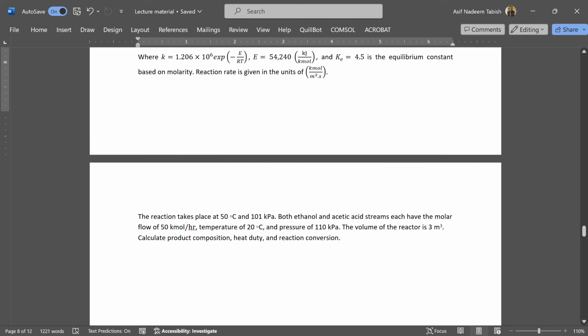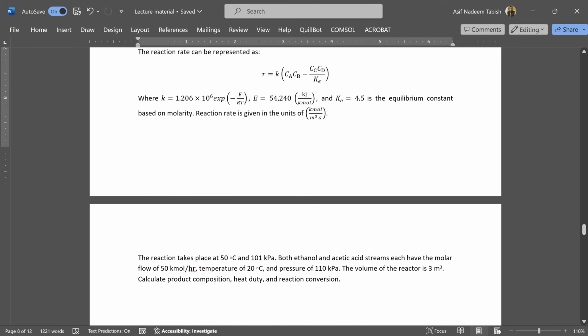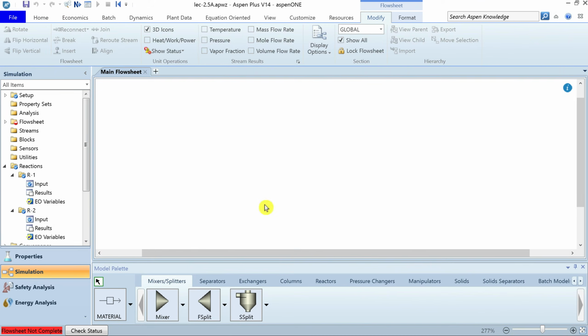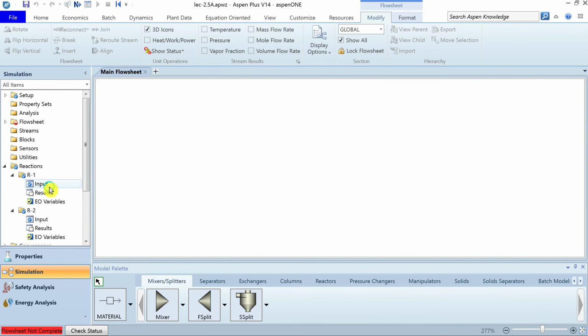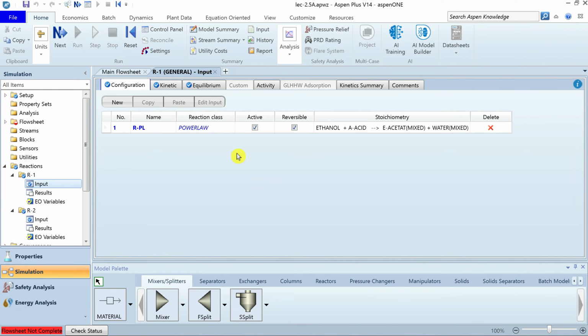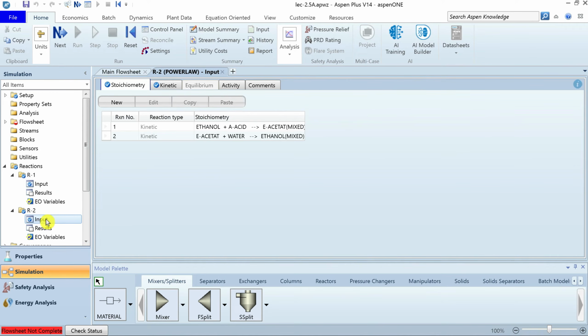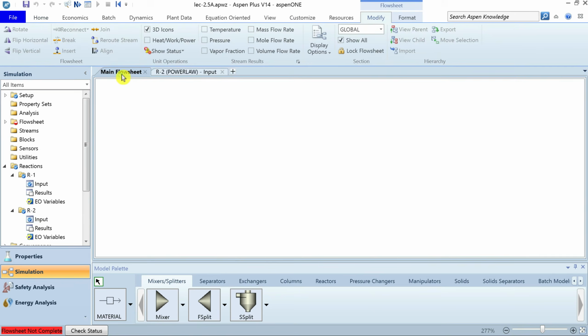So let's open Aspen Plus and simulate the case. Use the same file as we defined in the first exercise of this tutorial. Here is the Aspen Plus file where we have defined the reversible reaction between ethanol and acetic acid to produce ethyl acetate and water. The stoichiometry and kinetics are defined as power law using the general set template and power law template. Let's define the flow sheet.